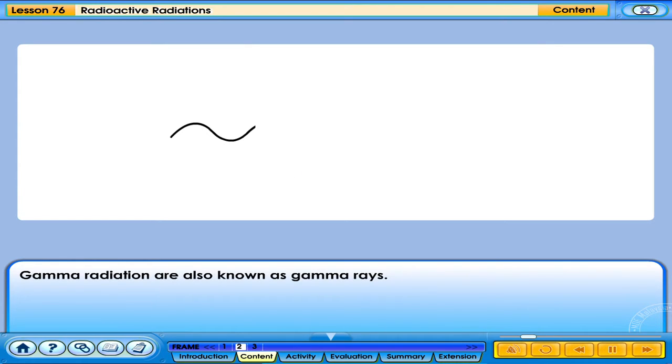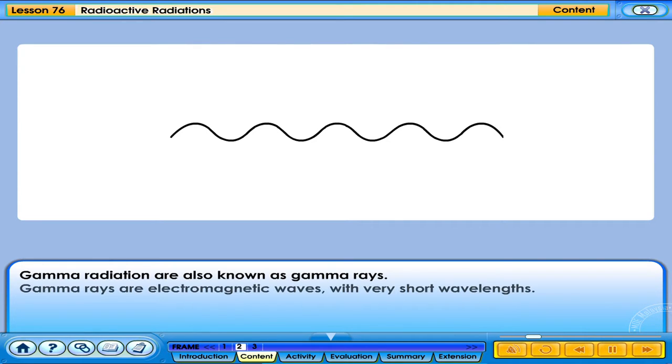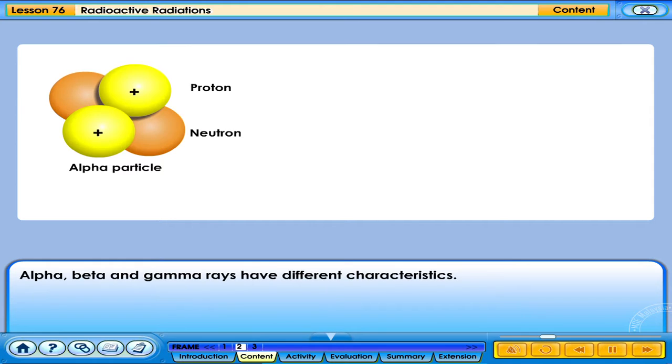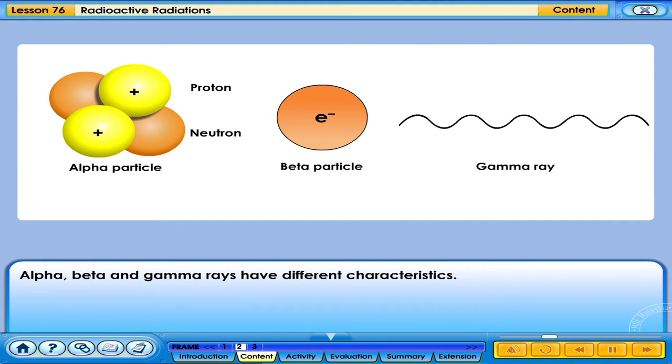Gamma radiation is also known as gamma rays. Gamma rays are electromagnetic waves with very short wavelengths. Because they are waves, they have no mass and charge. Alpha, beta, and gamma rays have different characteristics.